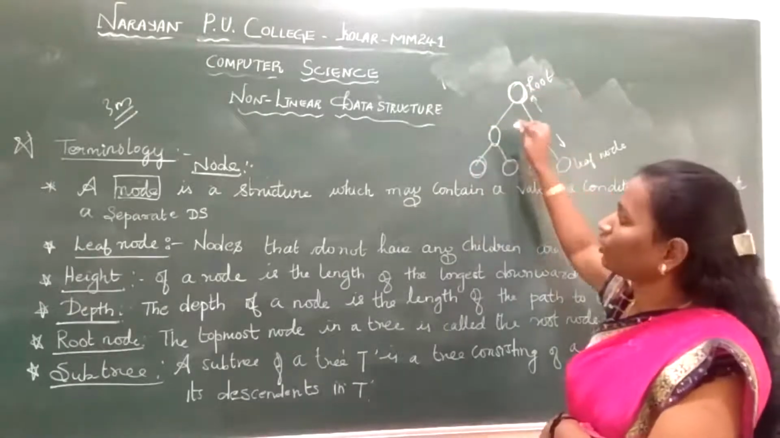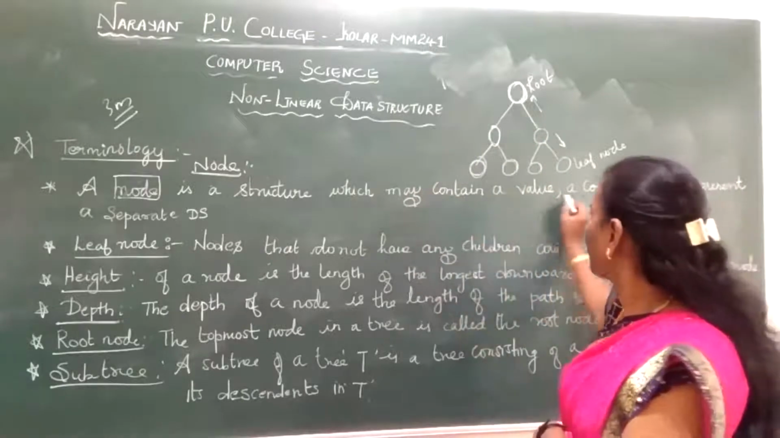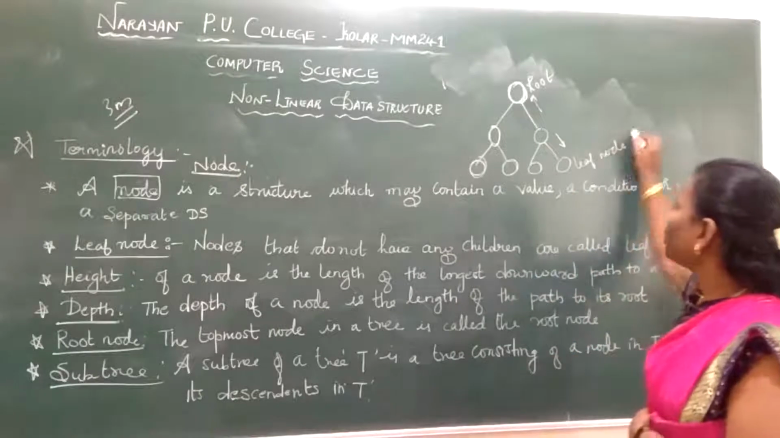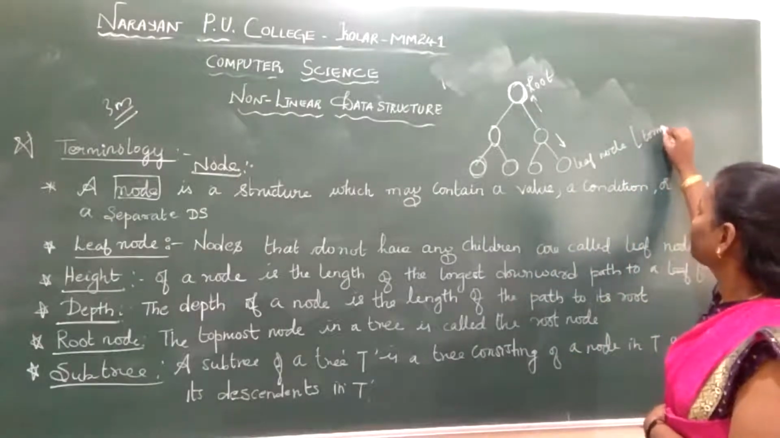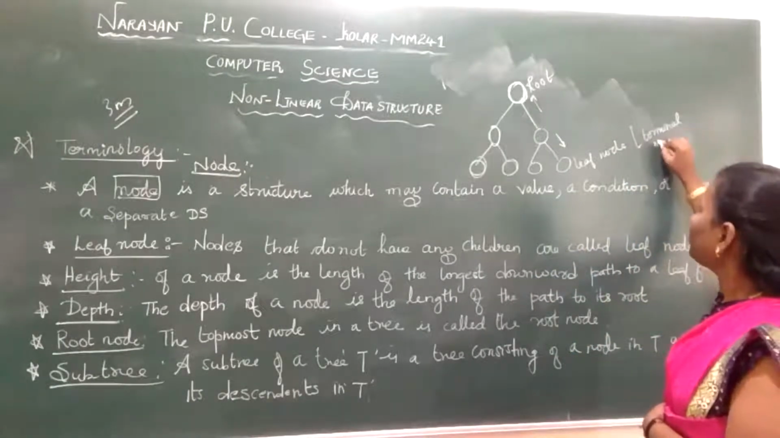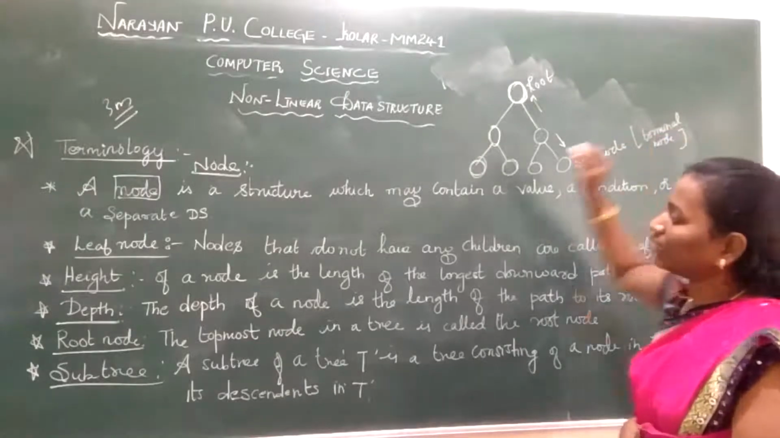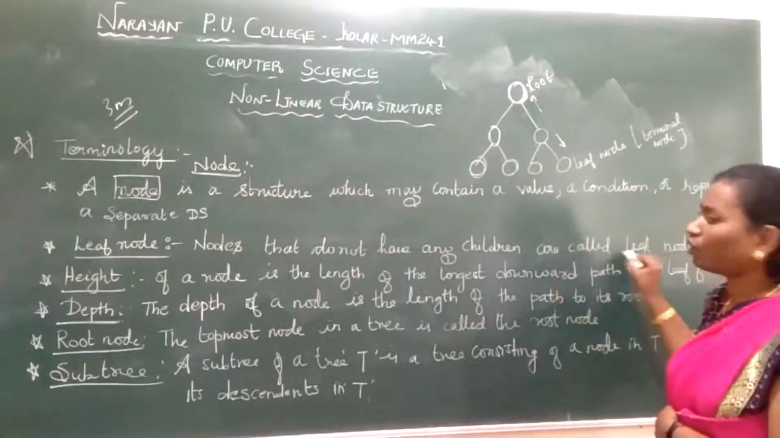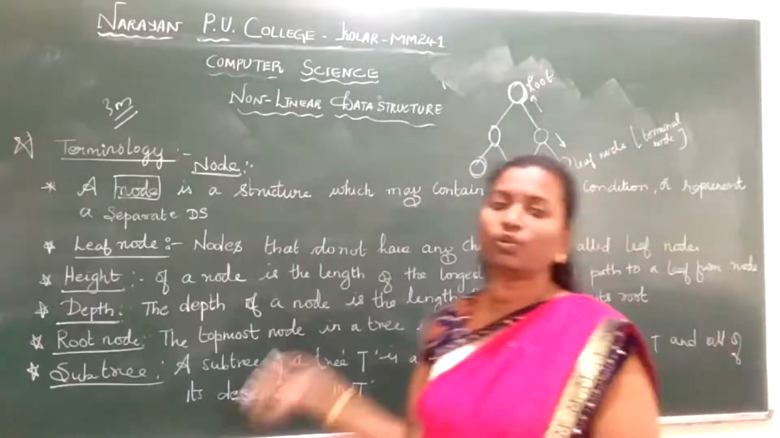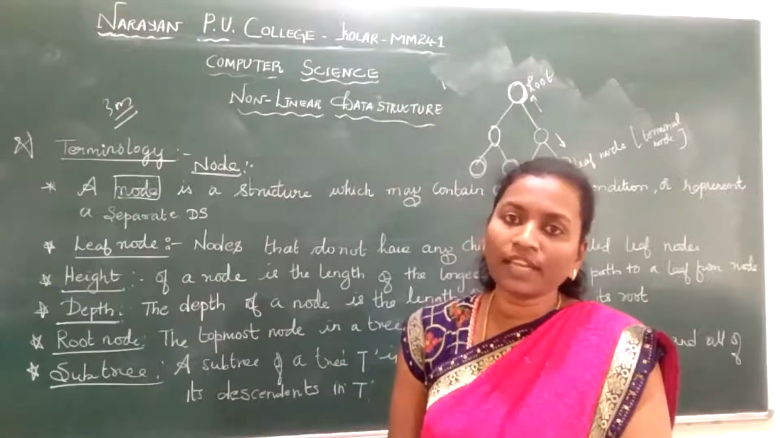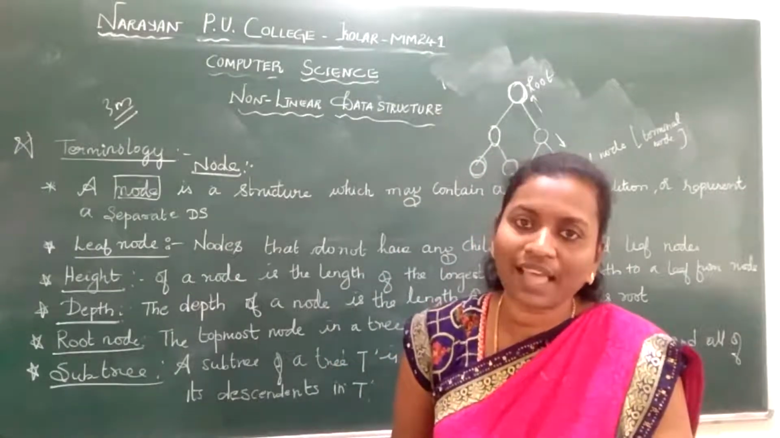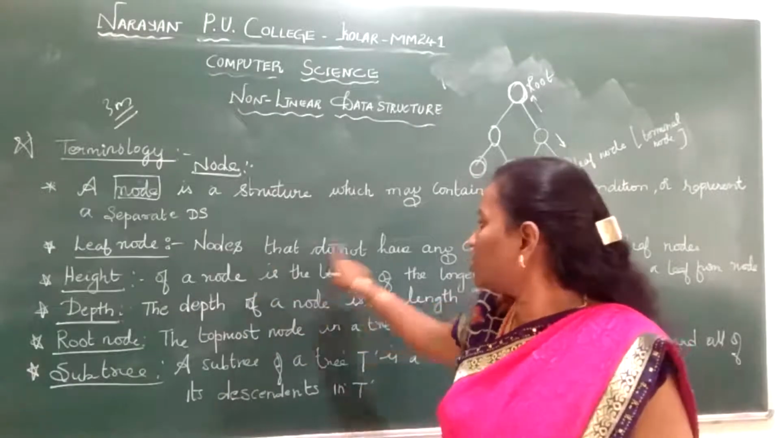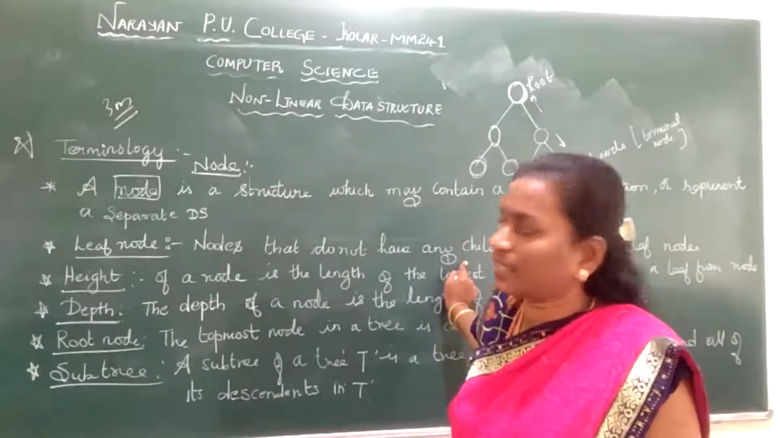A node is a structure which may contain a value or condition, or it represents a separate data structure. A leaf node is nothing but your terminal node. The other definition is that nodes that do not have any children are called leaf nodes. For leaf nodes we don't have any child node, zero children. I repeat, the nodes that do not have any children we call a leaf node.